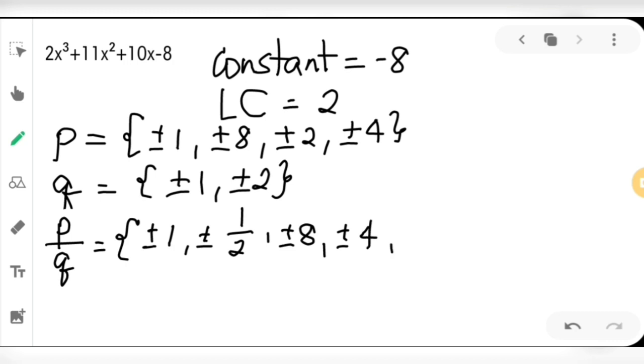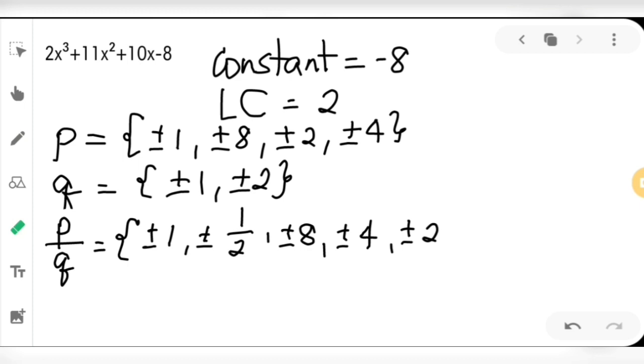Let us go to the next. We have 2. So 2 divided by 1 is positive negative 2. And then 2 divided by 2 is 1. Now, since we have here 1 already, we don't need to write another 1. Now, let us proceed to the last factor, which is 4. 4 divided by 1 is 4. Now, we have here 4, so I don't need to write another 4. And then 4 divided by 2 is 2.